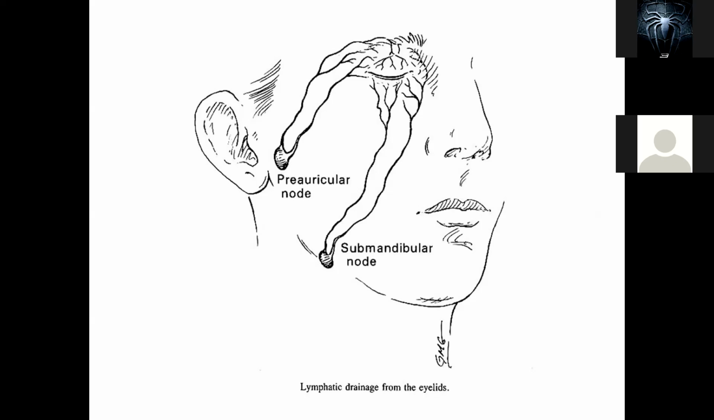And so for the eye, the lymph nodes that it drains to are the preauricular node, which is just in front of the ear, and the submandibular node, which is just beneath the angle of the jaw. So these are the two main lymph nodes that the eye drains to.